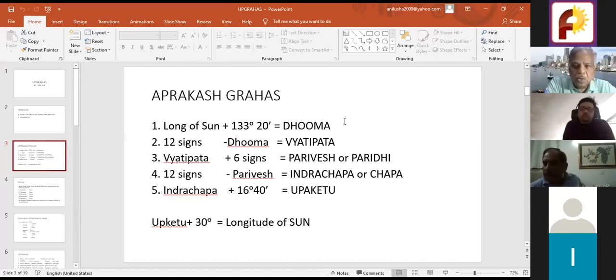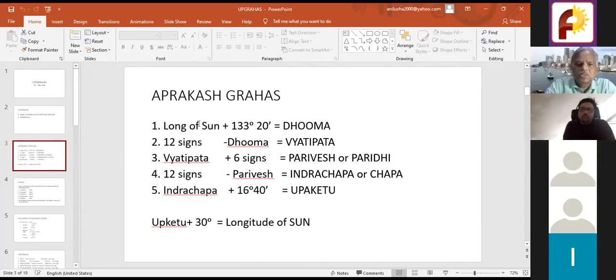But how do we calculate the longitude of each of these subplanets? We start with the longitude of Sun. Whatever is the longitude of the Sun that we already calculated, if we add 4 signs 13 degrees and 20 minutes, or 133 degrees 20 minutes, we get the longitude of Dhoom. And if we subtract the longitude of Dhoom from 360 degrees, we get the longitude of Vyatipat. And in the longitude of Vyatipat, if we add 6 signs or 180 degrees, we get the longitude of Parivesh or Paridhi. And again, if we subtract the longitude of Parivesh from 360 degrees, we get the longitude of Indra Chap or Chap. And if in the longitude of Indra Chap we add 16 degrees and 40 minutes, we get the longitude of Upketu.